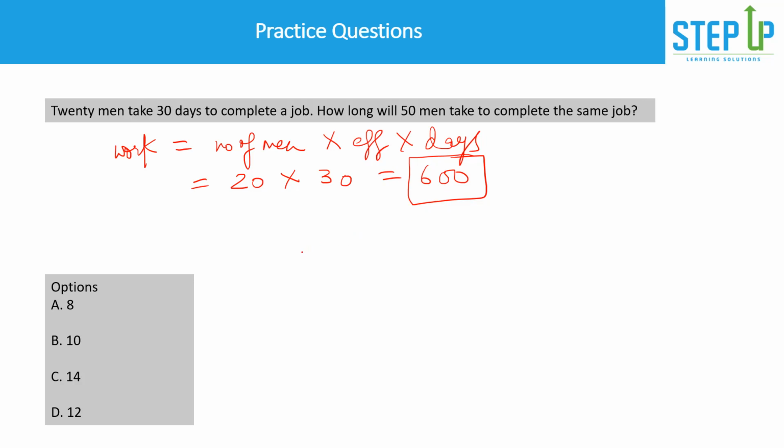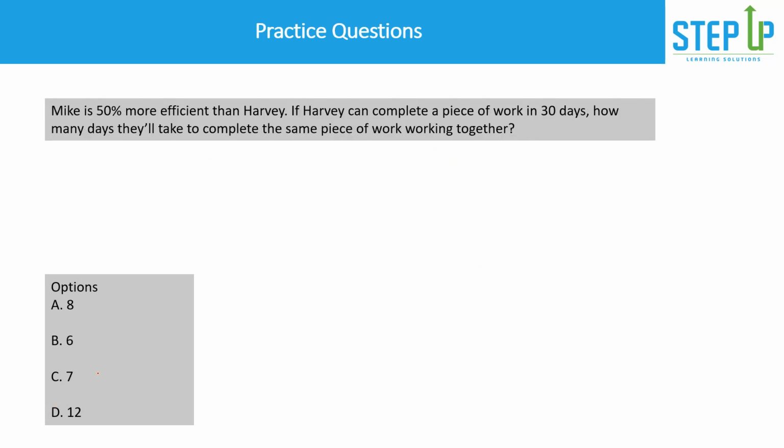Again using the same formula, so what will you do? Even if you keep efficiency as X, this will get cut, but ultimately days equals total work, which is 600, upon the number of men, 50 men, correct? How much would this be? 5 into 12. So extremely easy, right? Very, very simple. Moving on to the next question.